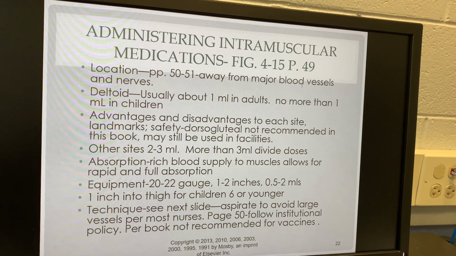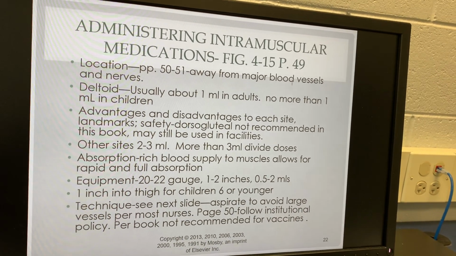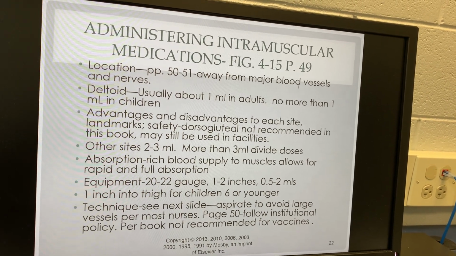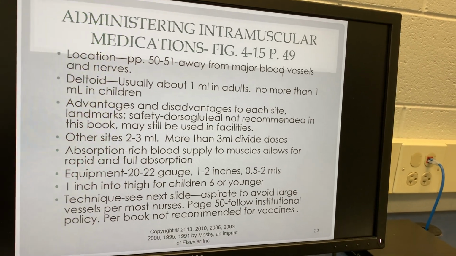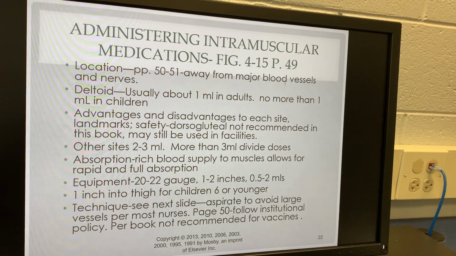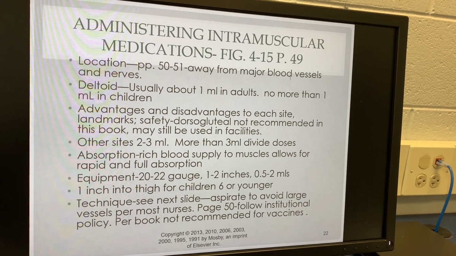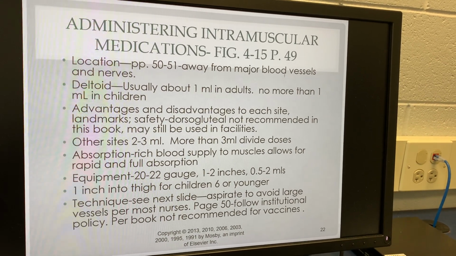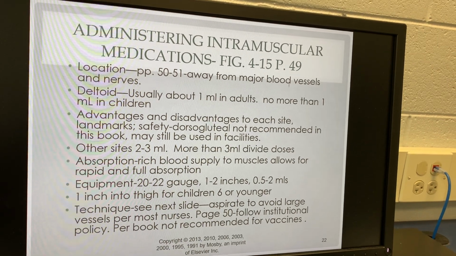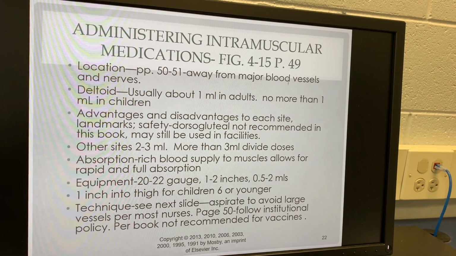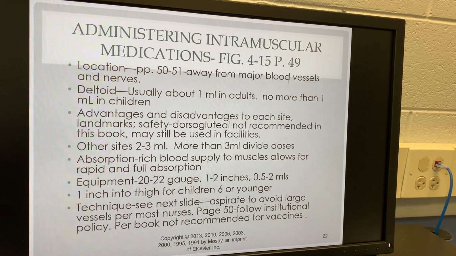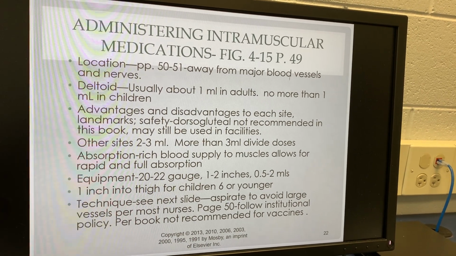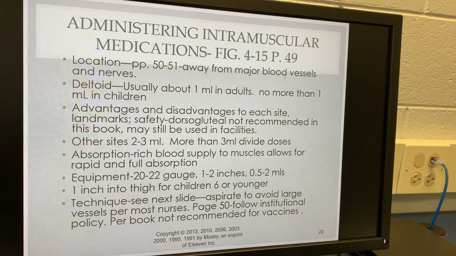The equipment, 20 to 22 gauge needle, got to be long or fairly big around for the medication. 1 to 2 inches, and believe me, that 2-inch needle will look like a sword. It is, it's really long. You'll look at it and it's like, oh my goodness. Usually 1 to 1.5 inches is sufficient. And then 0.5 to 2 or 3 mils. A needle for children 6 or younger, the vastus lateralis, the thigh muscle, is the largest, safest muscle to give injections to children 6 or younger, and so you're going to use a 1-inch needle.